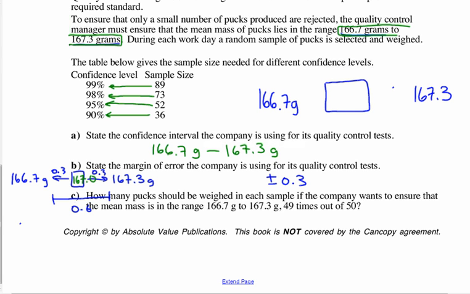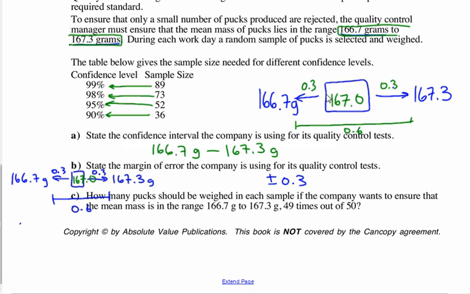So you know there's going to be a middle number when we set up our interval, 167.3, and each time to get to it, we're adding and subtracting the same number. If that distance in between is a whole 0.6, then you must be adding and subtracting 0.3. So 167 plus 0.3 gives you 167.0. Plus 0.3 again, 167.3. So there's our margin of error.